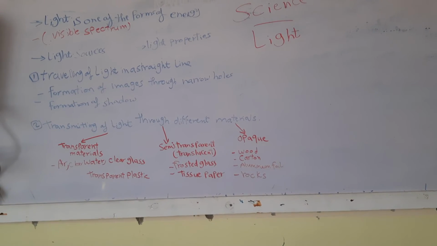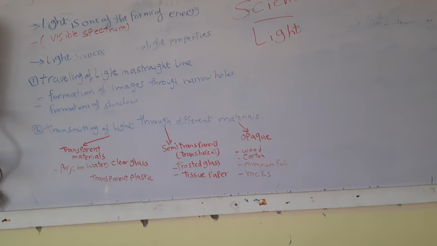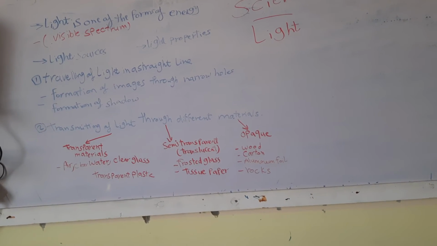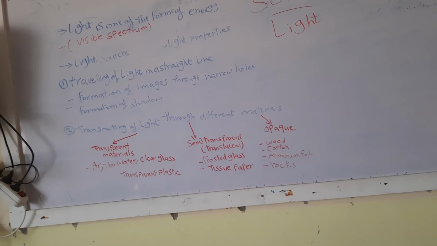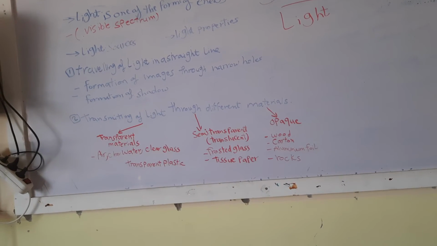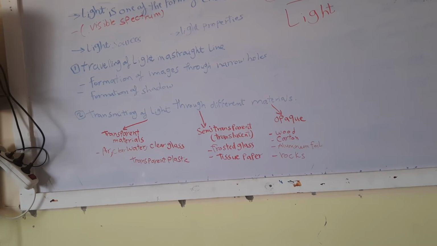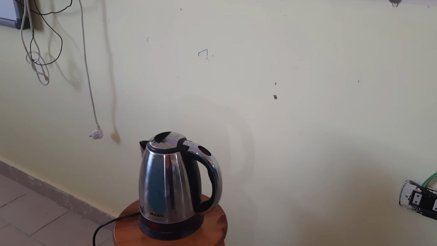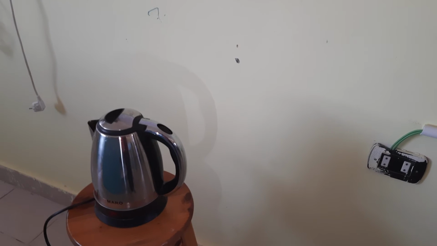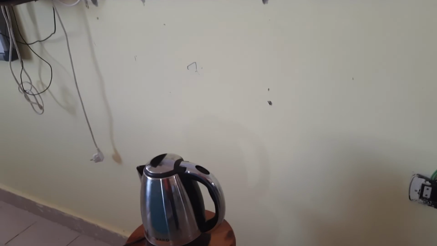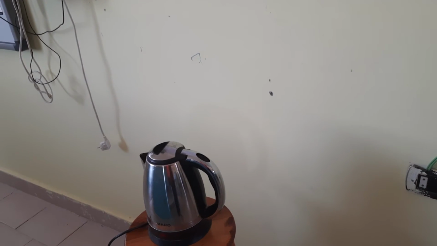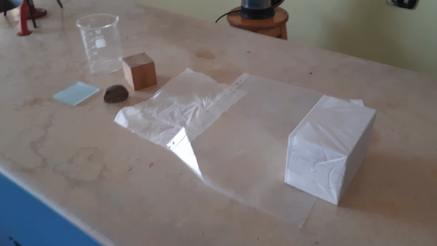The shadow formation is evidence that light travels in one straight line, and the size of the shadow is changed by changing the position of the object in front of the light source. The nearer you get the object to the light source, the bigger the shadow you get. Look at the kettle again. I'm holding a light source and approaching the kettle with it. You will see the shadow is bigger. Then I will move the light source away, and the shadow looks smaller than the first one.